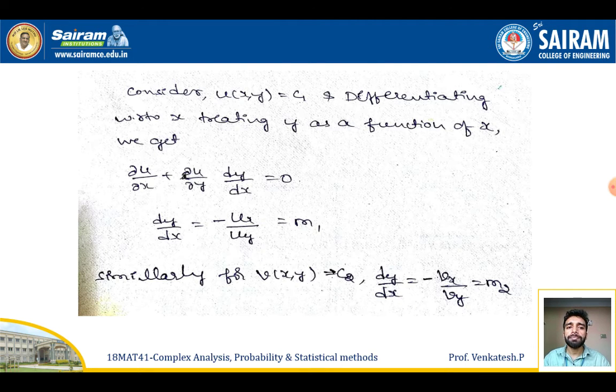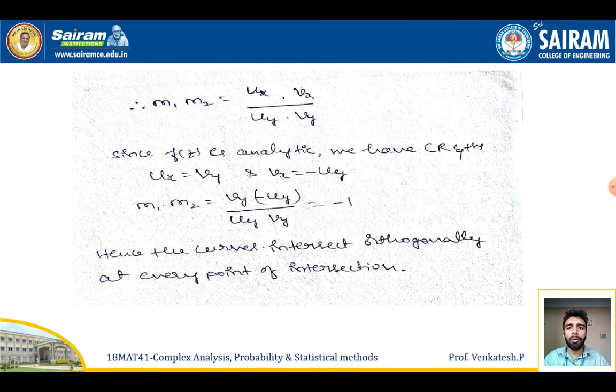So now if I multiply both the equations, I'll be getting what? m1 into m2 will be equal to what? ux dot vx divided by uy dot vy. Since both are negative, the negative gets cancelled. Now, since the function f of z is analytic, we have the CR equations: ux is equal to vy and vx is equal to minus uy in Cartesian form.